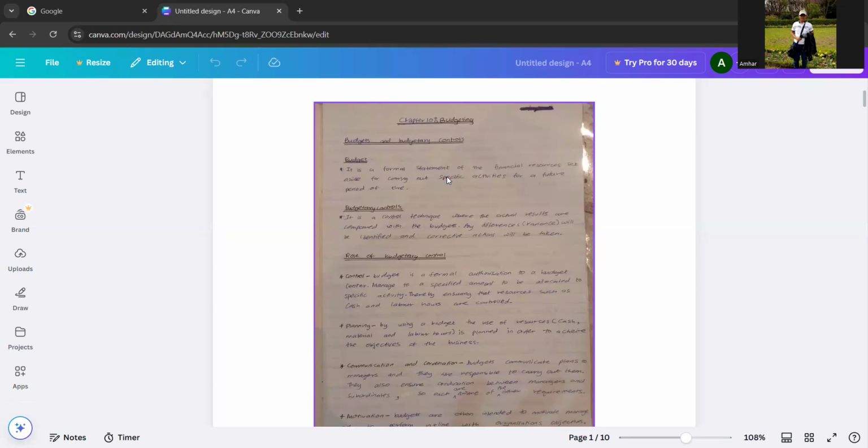Now look at my screen. Budget: it is a formal statement of the financial resources set aside for carrying out specific activities for a future period of time. So a budget is a formal statement of financial resources.